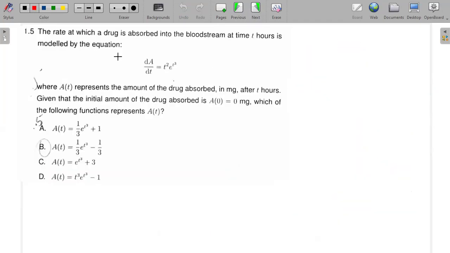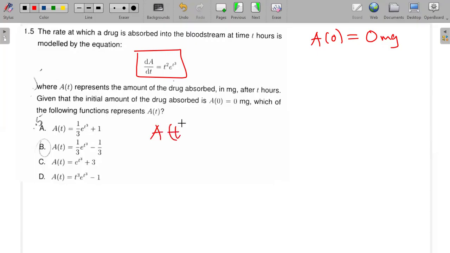Question 5, they're saying the rate at which a drug is absorbed into the bloodstream at time t hours is modeled by this equation here, where A(t) represents the amount of drug absorbed in milligrams after t hours. Given that the initial amount of drug absorbed is just 0 milligrams, which of the following represents A(t)? So to find A(t), we just have to integrate its derivative.